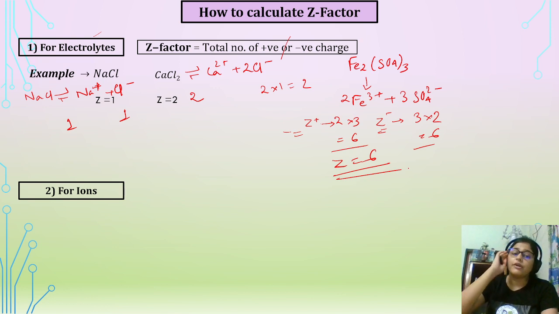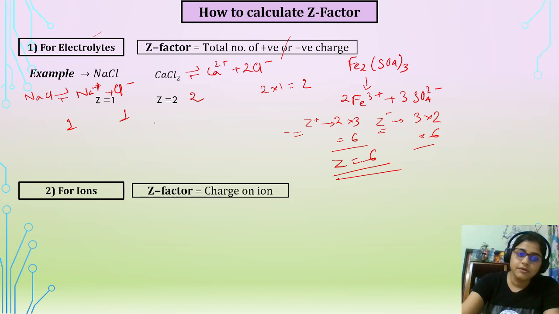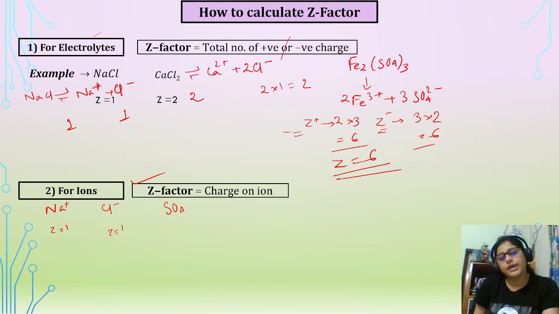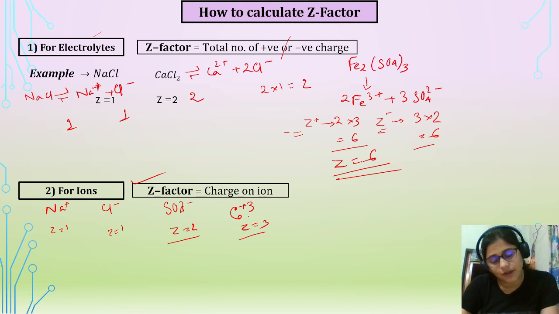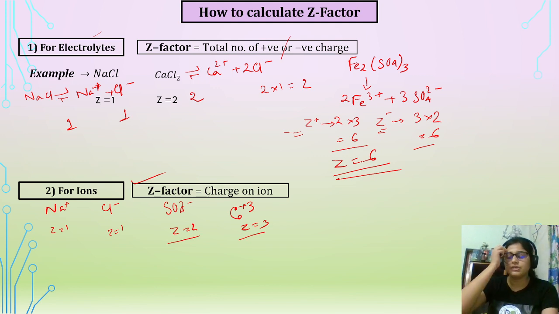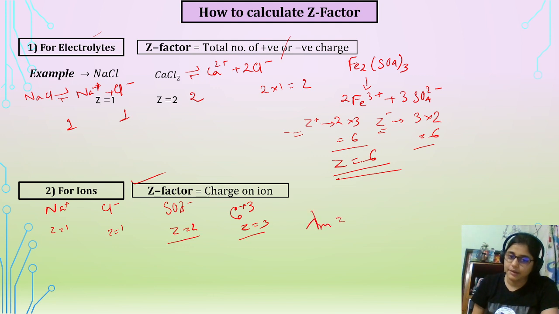Understood? Now for ions, let's say ions are given. For example, Z factor will be the charge on that ion. Let's say for a sodium plus ion, Z will be 1. Fluoride ion, Z will be 1. SO4 2 minus ion, Z will be 2. Like that. Okay. Let's say cobalt 3 plus ion, Z will be 3. Fine. Now you have understood how to calculate Z factor. Now you can have the relation between lambda m and lambda equivalent. How they are related, you can calculate that.